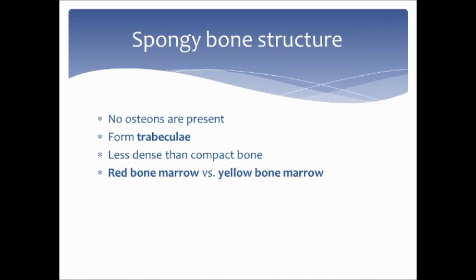In spongy bones, there's no osteons present. Spongy bones help to form trabeculae. Trabeculae is this meshwork of supporting fibers oriented along the stress lines of the bone, where the bone gets the most stress from your body. There are no capillaries or venules in the matrix of spongy bone. They're less dense than compact bone, and oftentimes they contain red bone marrow or yellow bone marrow. Red bone marrow will make blood cells. Yellow bone marrow will store energy as adipose tissue.